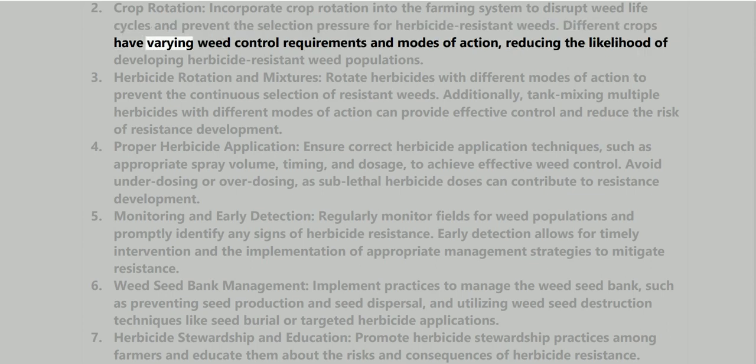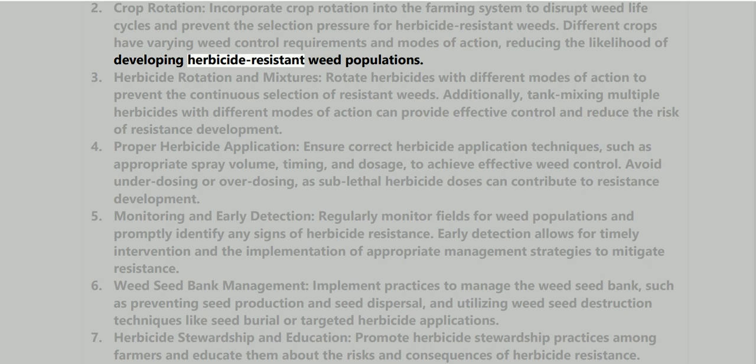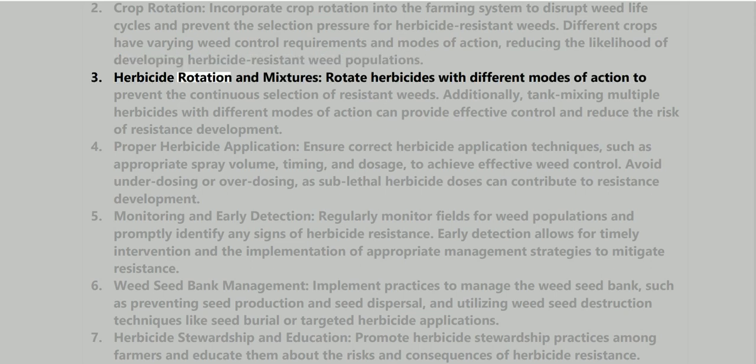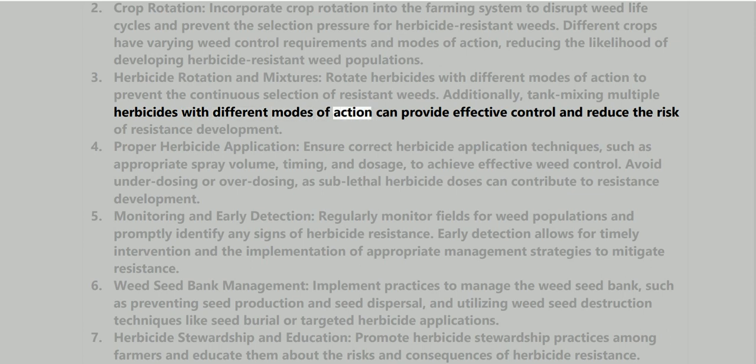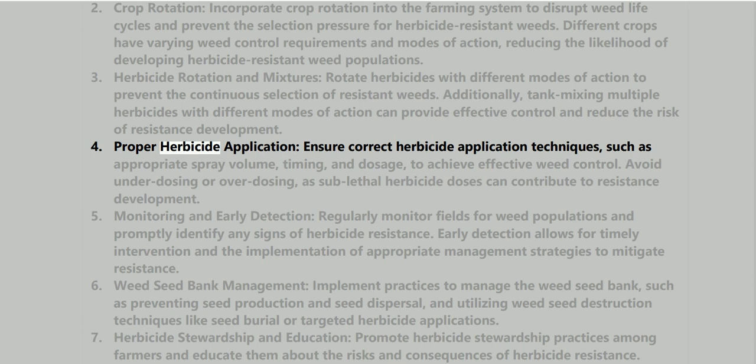Different crops have varying weed control requirements and modes of action, reducing the likelihood of developing herbicide-resistant weed populations. 3. Herbicide rotation and mixtures. Rotate herbicides with different modes of action to prevent the continuous selection of resistant weeds. Additionally, tank mixing multiple herbicides with different modes of action can provide effective control and reduce the risk of resistance development.